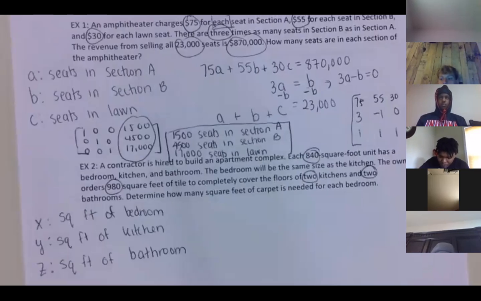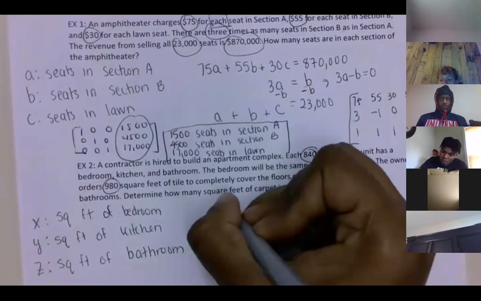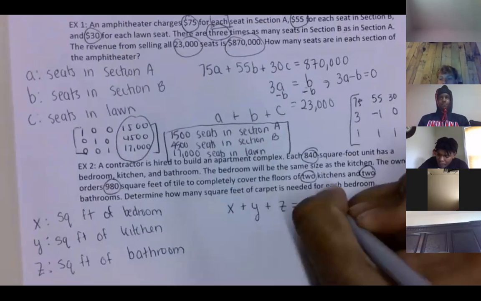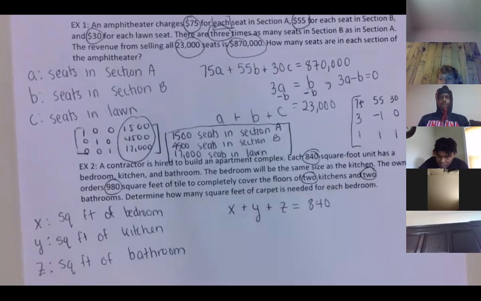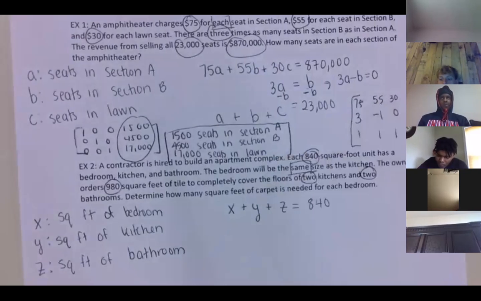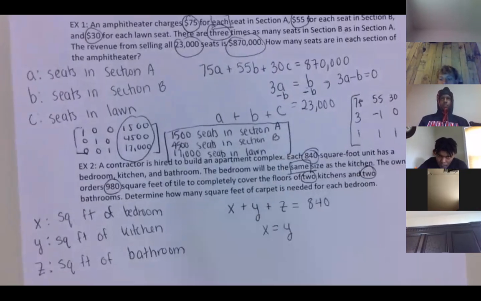And again, you want 3 equations because you have 3 variables. So the first sentence, each 840 square foot unit has a bedroom, kitchen, and a bathroom. So that means bedroom is X, plus kitchen is Y, plus bathroom is Z, and that's equal to 840 square feet. So that's your first equation. I still need 2 more. The second sentence I read is the bedroom will be the same size as the kitchen. Same is a key word that means equal. So you're saying the bedroom is the same as the kitchen. In other words, the bedroom equals the kitchen. So X equals Y. So that's your second equation.